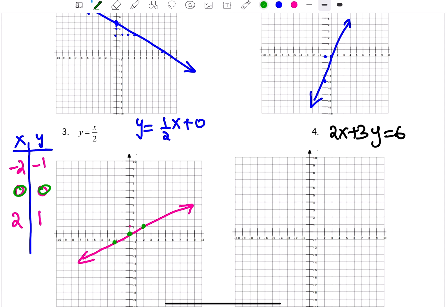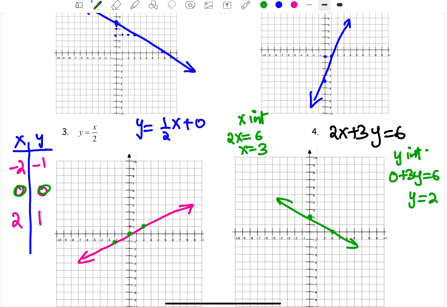For number 4, because my equation is in the standard form, I can write it in the slope-intercept form and then use slope and y-intercept to graph, or I'm going to go ahead and use the intercepts. To find the x-intercept, I'm going to make the y 0, so 2x equals 6. The x-intercept comes out to be 3, or we can say (3, 0) in coordinate form. And to find the y-intercept, we're going to make the x 0. So that's 0 plus 3y equals 6. y comes out to be 2. So the y-intercept is 2. The graph of this line looks like this.